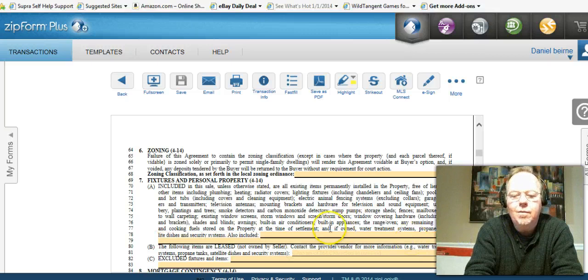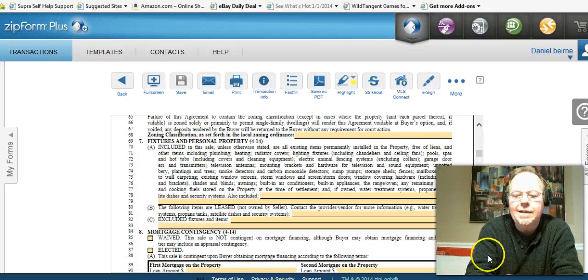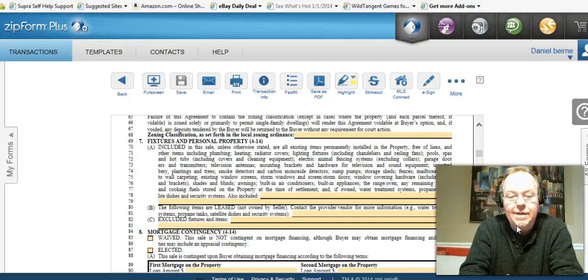If you're putting in here washers, dryers, and refrigerators, it's nice to put in as-is condition. It's an attempt to let the buyer know that we don't know if they're working or not, and it's on the buyers to figure that out. It may or may not get you out of that trouble that you'd have if they're not working at the time of settlement. It's hard to say.